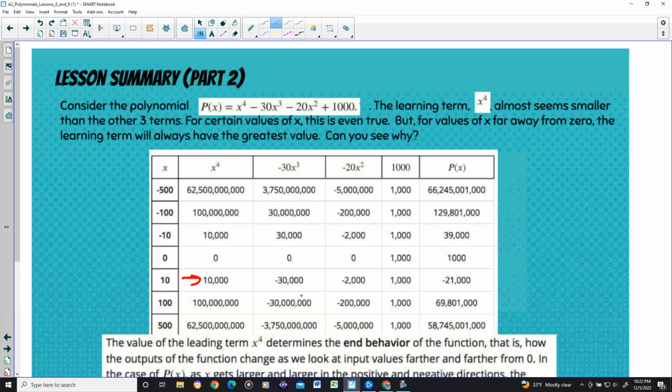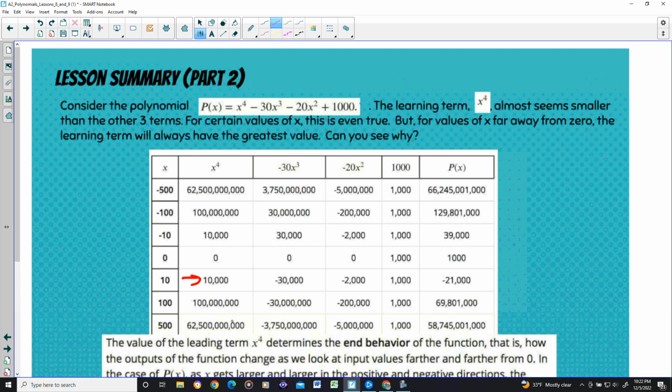But guess what happens when x gets very, very large? Say negative 500 or positive 500. You're going to raise to the fourth power this 500, this negative 500, and guess what? It makes up the bulk of that polynomial. So when you look at all four of the terms that are in that polynomial, this is massive, and the majority of it is the x to the fourth term, whether you look at it here or whether you look at it down here.